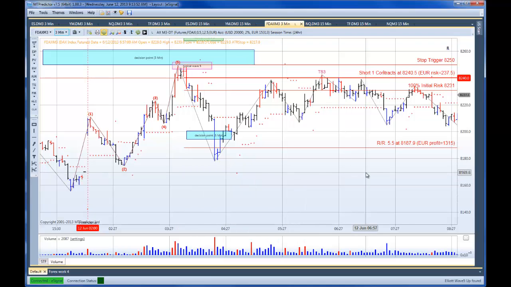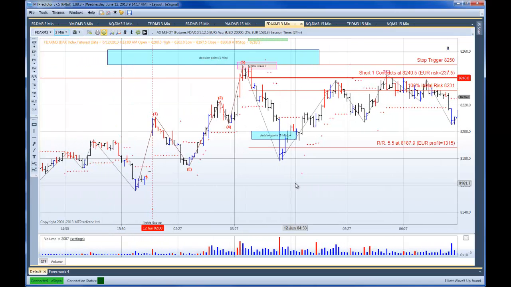The result of this was a nice 5.5R profit. In other words, a trade that was 5.5 times the initial risk. And that's what's good about using position sizing. Here we would have been taking one contract to keep our initial risk small and under control, and the profit was approximately 5.5 times the initial risk, or the 1R risk we take on the entry.